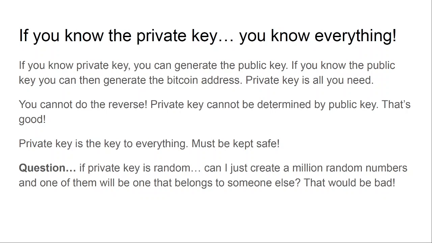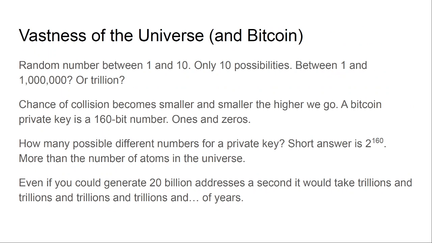But in order to understand why this is not possible, we have to think about the vastness of the universe and Bitcoin. So the universe obviously is huge. Like it's really beyond our comprehension. There's billions and billions of galaxies. Each galaxy has billions of stars. I mean, these numbers are just so huge, we can't really get our minds around it.